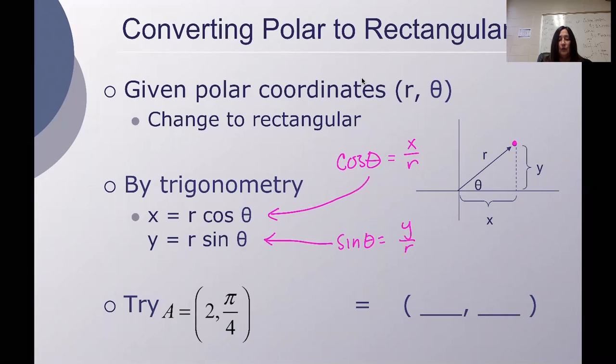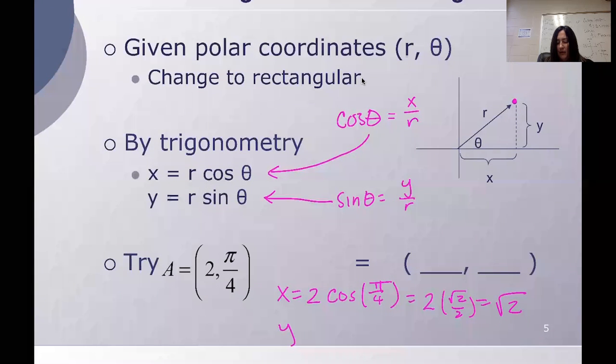So we need to plug in our values. Our radius is 2, so we'd have x is 2 times cosine of pi over 4. Well, cosine of pi over 4, 45 degrees, is square root of 2 over 2. So we'd have 2 times square root of 2 over 2, which is going to give me the square root of 2. That would be my x value. My y value then would be 2 times the sine of pi over 4. Again, the sine of pi over 4 is also the square root of 2 over 2, which is going to give me square root of 2. So I have square root of 2 comma square root of 2.